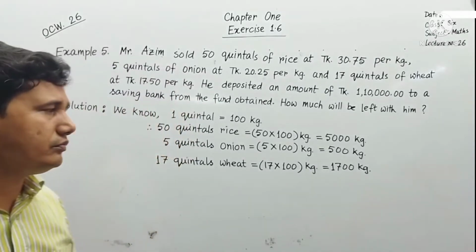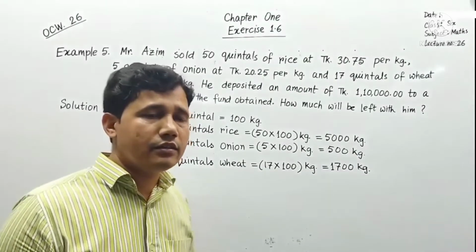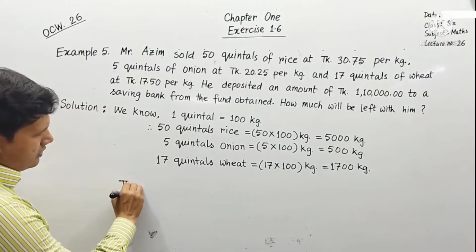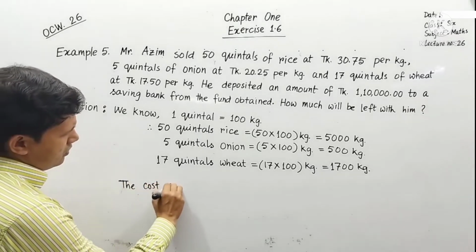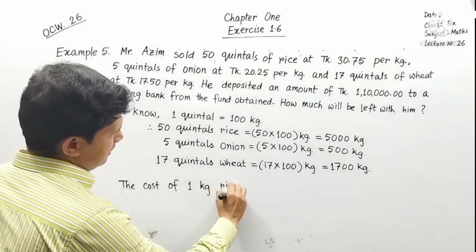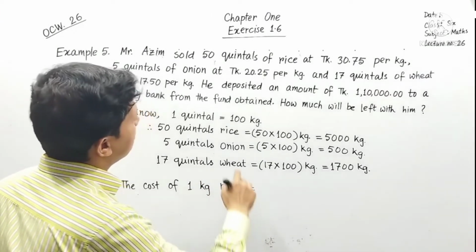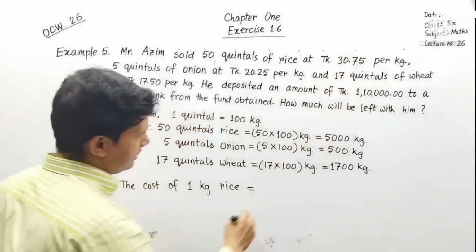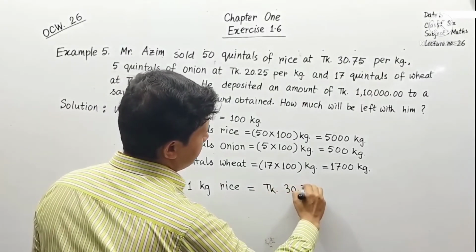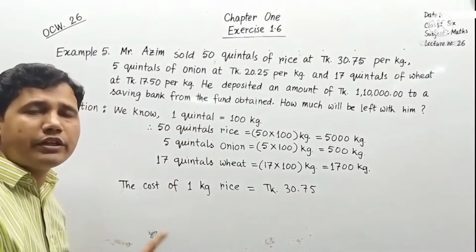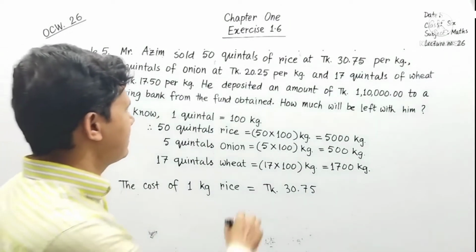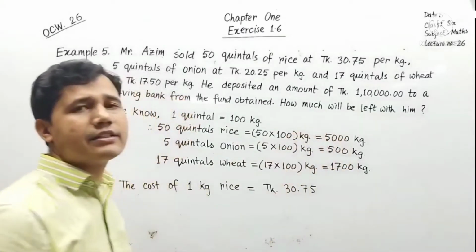Now, here the cost of 1 kg of rice is 30.75 taka. Now here, how many kgs of rice? Can you see? Yes. Here rice is 5,000 kg.